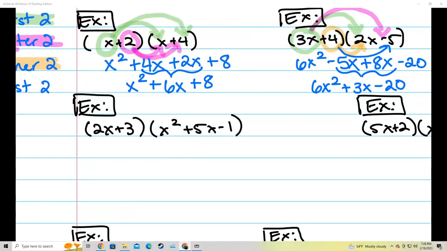So let me go ahead and distribute that 2x. I'm going to take that 2x, multiply it here. 2x times an x squared. I've got 1x on the left and another 2x on the right. That's going to give me 2x cubed.